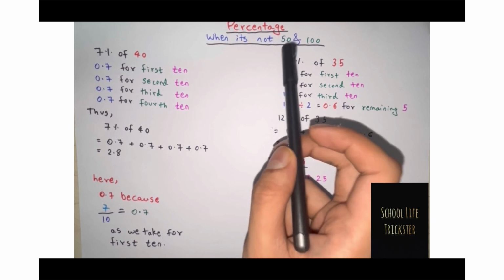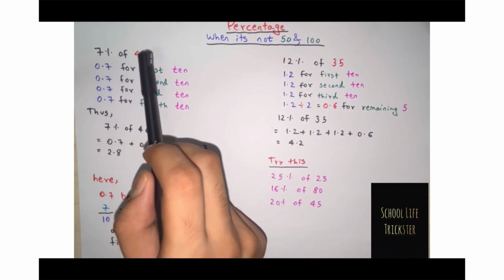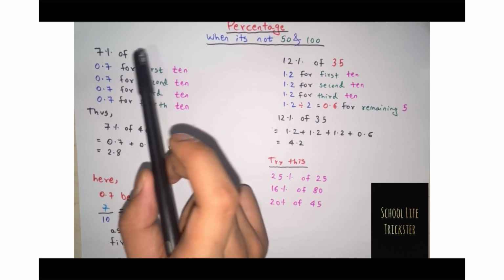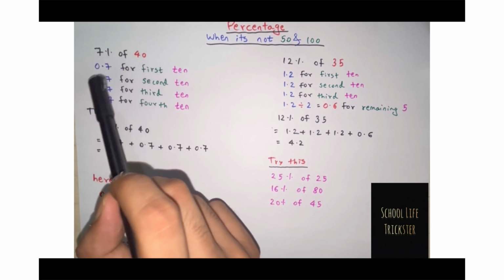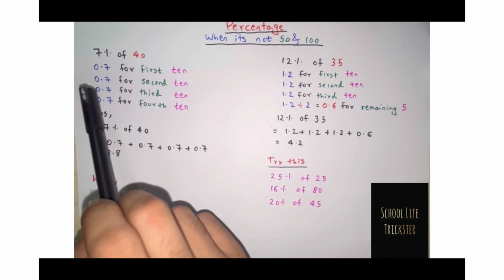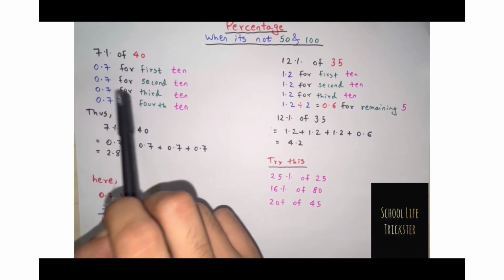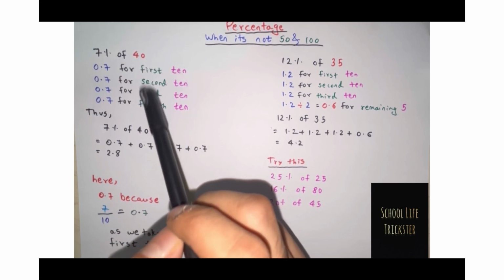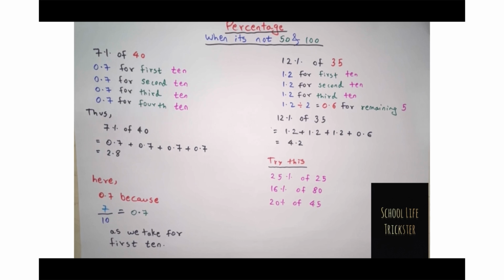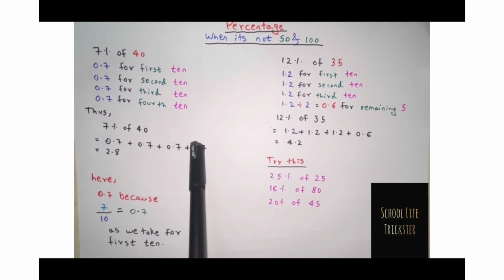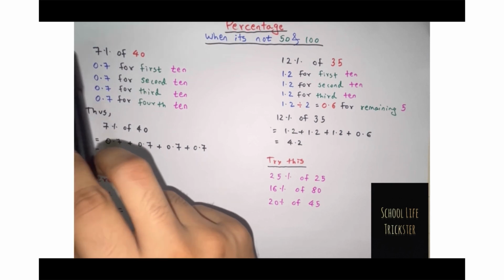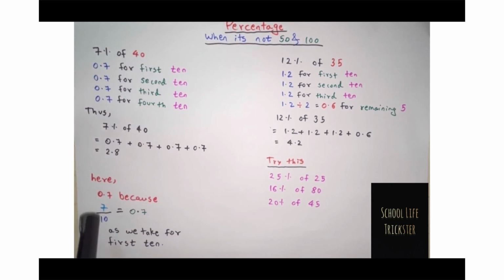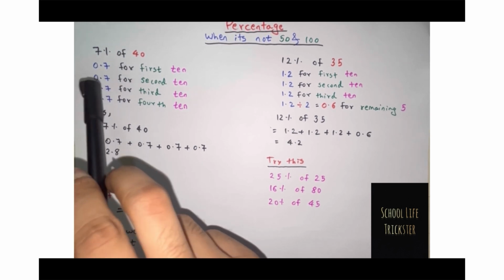Percentage when it's not 50 and 100. Now 7 percent of 40. This is 40, which is not 50 and not near 100 either. So now 0.7 for the first 10, 0.7 for the second 10, 0.7 for the third 10 and 0.7 for the fourth 10. Now what is this 10? That is 10, 20, 30, 40, that is 4 times 10. Now add 0.7 four times: 0.7 plus 0.7 plus 0.7 plus 0.7, that is 2.8. So 7% of 40 is 2.8. Here we take 0.7 because 7 divided by 10 is 0.7.